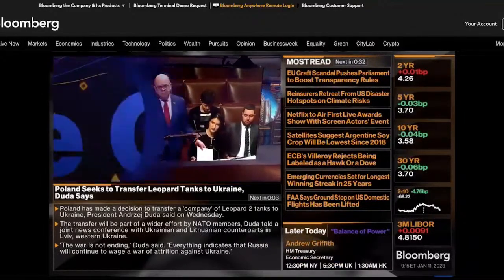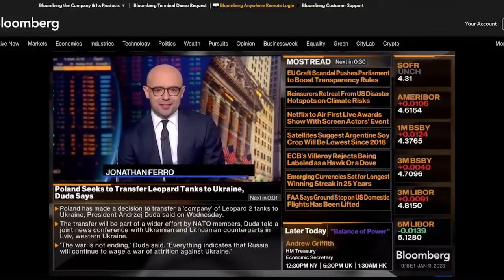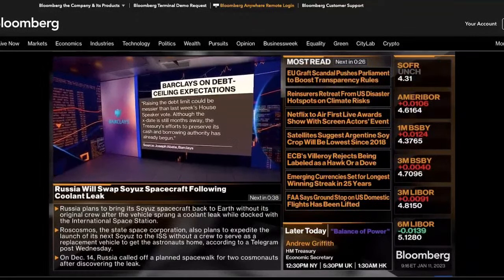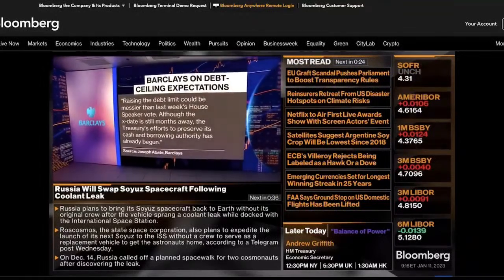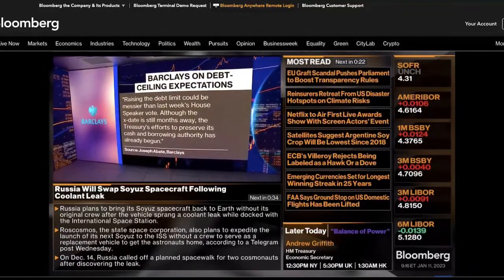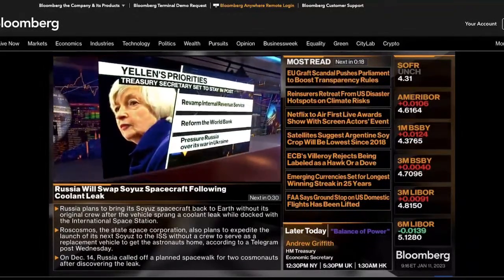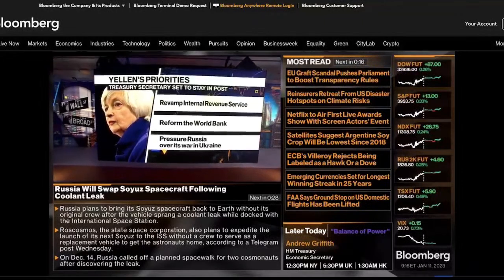Debt ceiling showdown looming in Washington. The team at Barclays warning of a difficult road ahead, writing raising the debt limit could be messier than last week's House Speaker vote. Although the ex-date is still months away, the Treasury's efforts to preserve its cash and borrowing authority has already begun. This coming as Secretary Yellen is reported to be keeping her post at the Treasury Department.